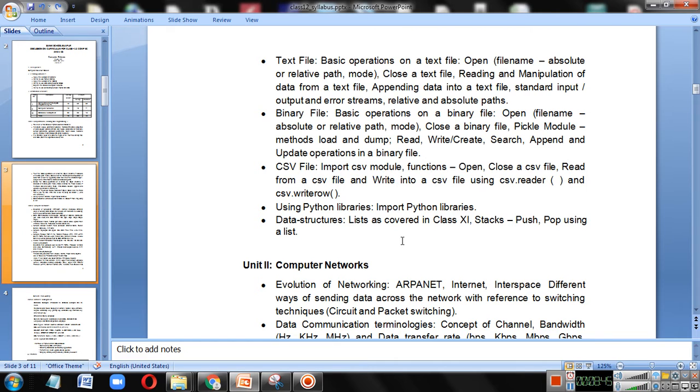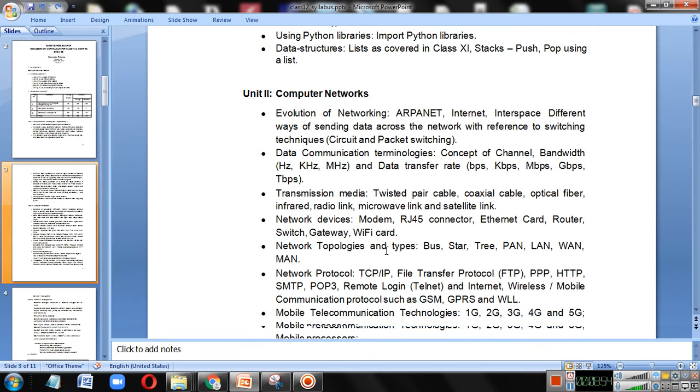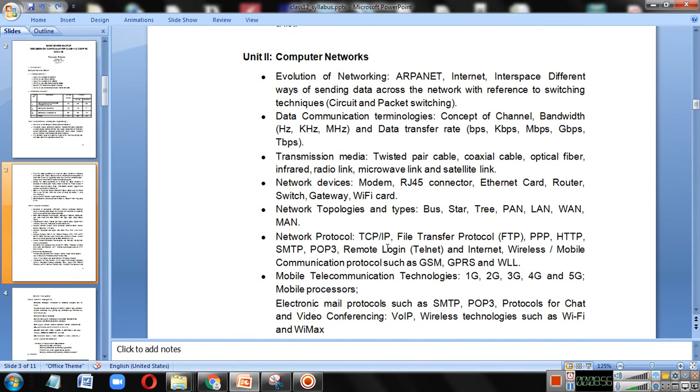This is all about unit number 1, which is carrying a major portion of your marks, that is 40 marks. And then we'll discuss computer networks. What exactly are we going to see in computer networks? The evolution of networking right from ARPANET, how the data is sent across the network and the techniques used for that. Then the terminologies like the channel, bandwidth, how we measure them, and data transfer rates in terms of BPS, that is kilobytes per second, megabytes per second, bytes per second, bits per second, etc.